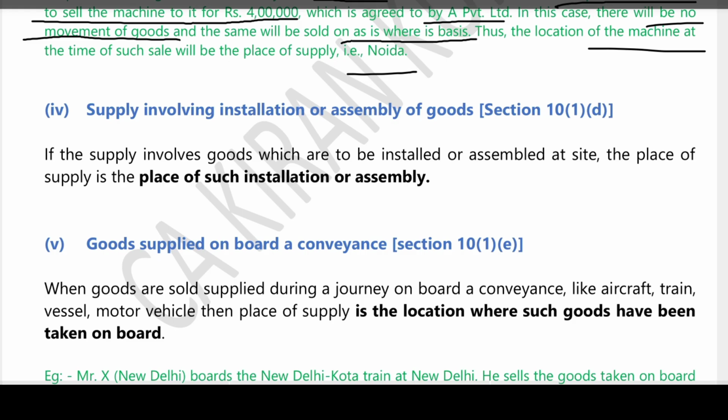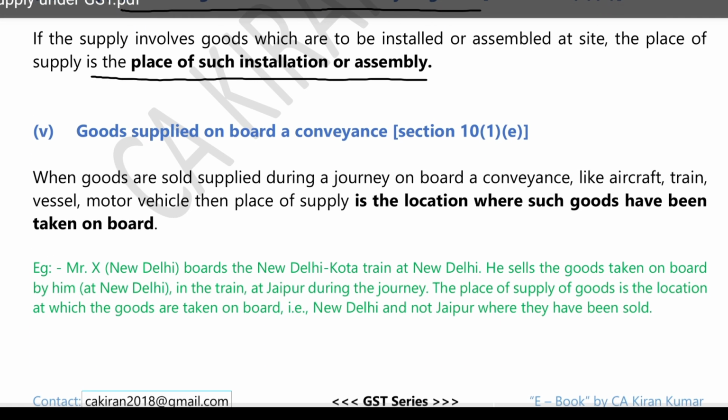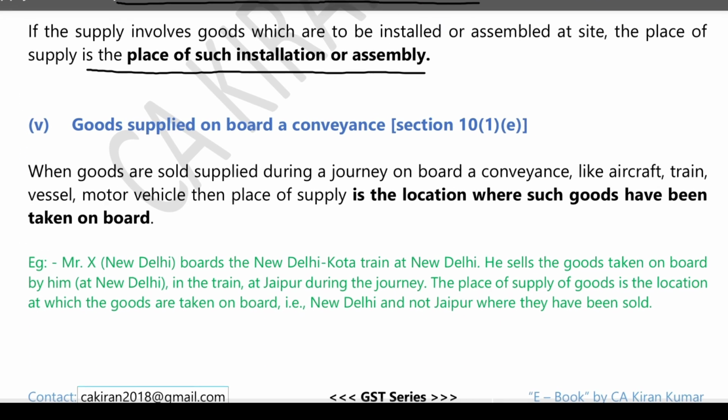In case of supply involving installation or assembly of goods, the place of supply will be the place of such installation or assembly. And for goods supplied on board a conveyance, here you can see the example. In case of on board a conveyance, the location where such goods have been taken on board will be the place of supply. You can refer to the example.